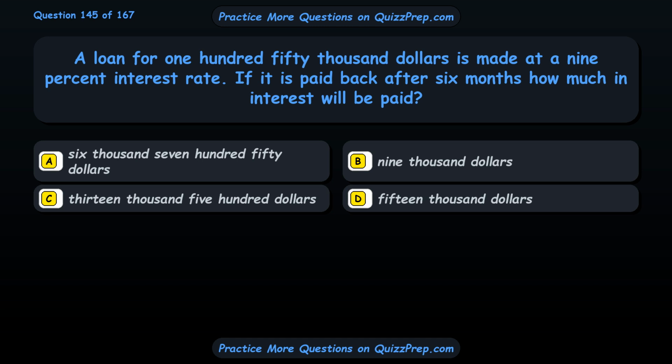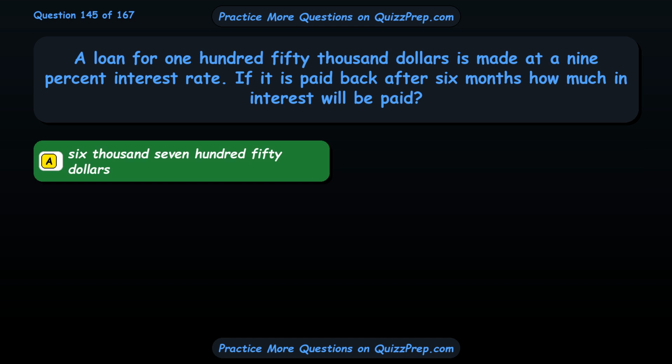Question 145. A loan for $150,000 is made at a 9% interest rate. If it is paid back after 6 months, how much in interest will be paid? Option A, $6,750. Option B, $9,000. Option C, $13,500. Option D, $15,000. The correct answer is option A, $6,750.